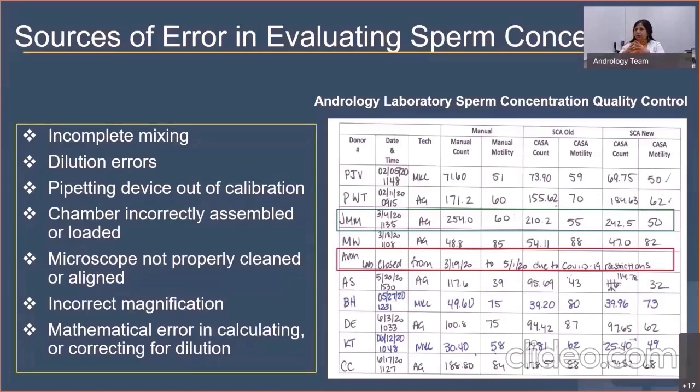The red box is just to indicate that documentation is everything for quality control in the lab. Whatever is not documented is not done. But we wanted to just highlight that during the COVID period, we couldn't do the quality control, and this was documented.